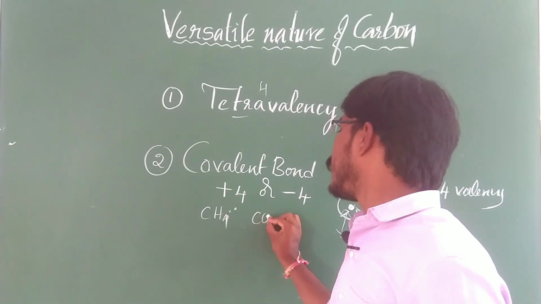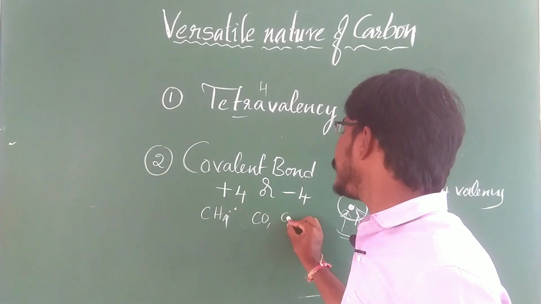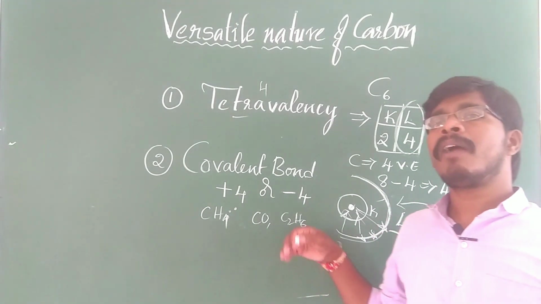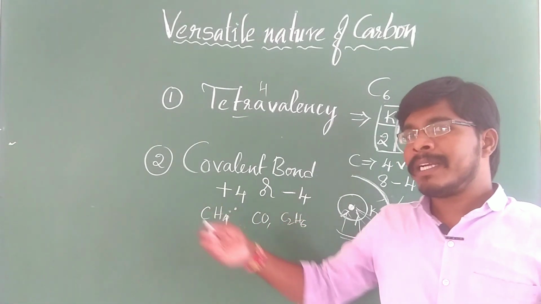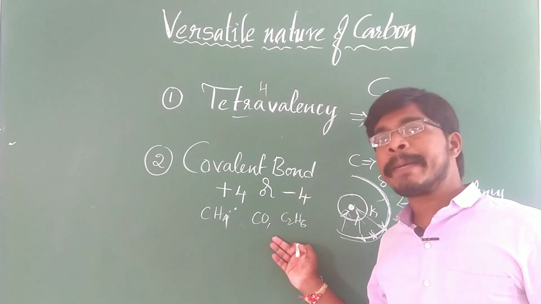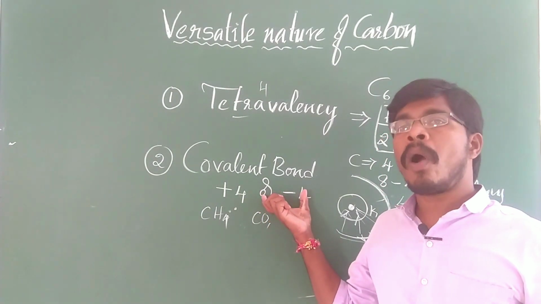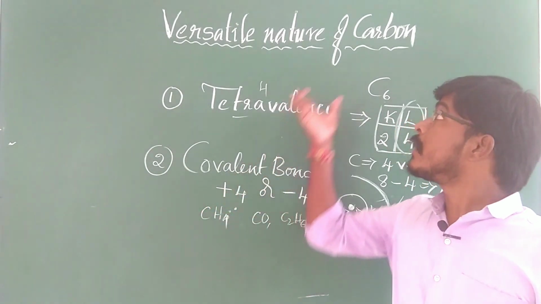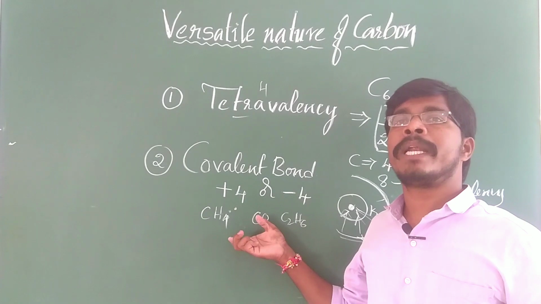Even carbon monoxide, or we can take C2H6, ethane. Like that, there are a number of carbon compounds. We will discuss those in the next class. Based on the sharing capacity, they are going to form a bond, which is called covalent bonding. So carbon always forms covalent bonding.